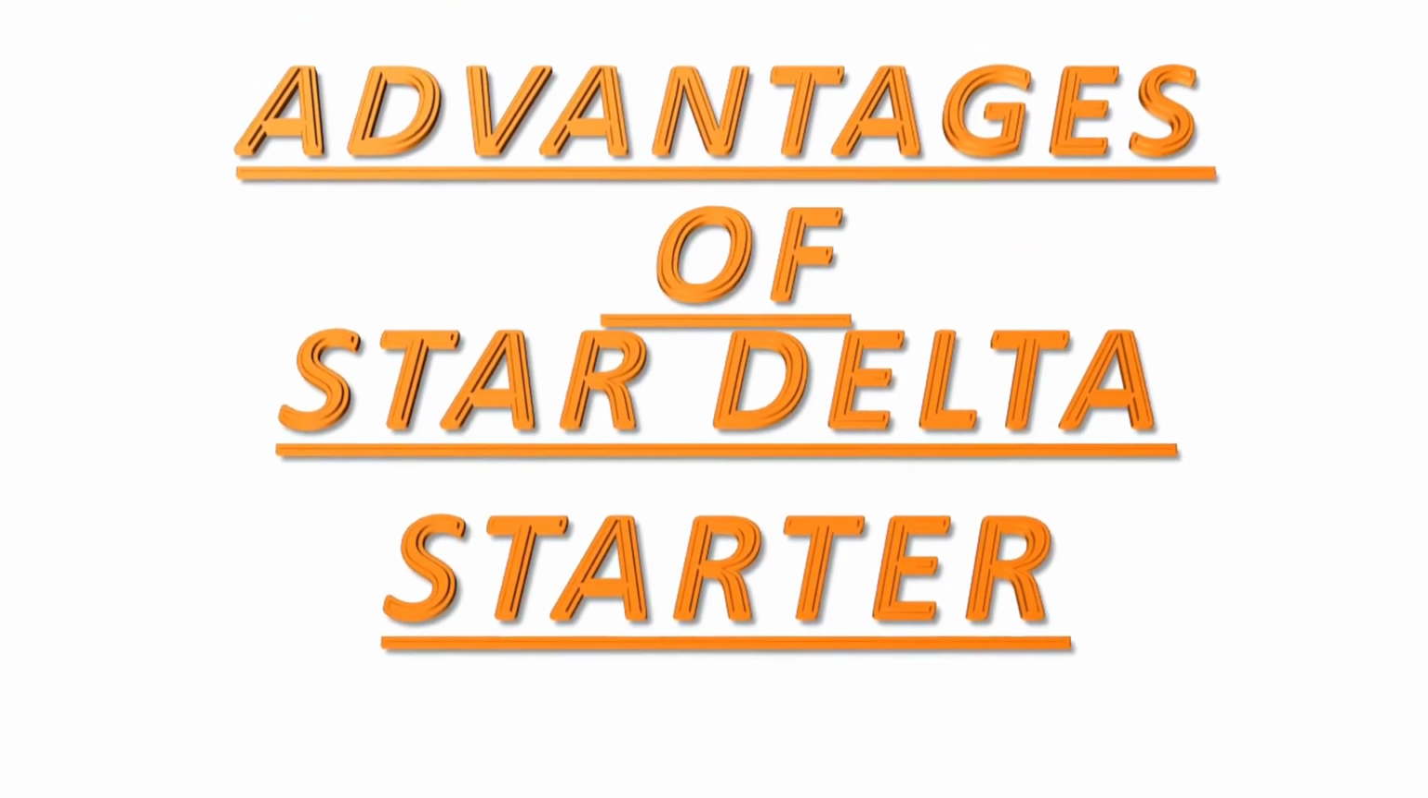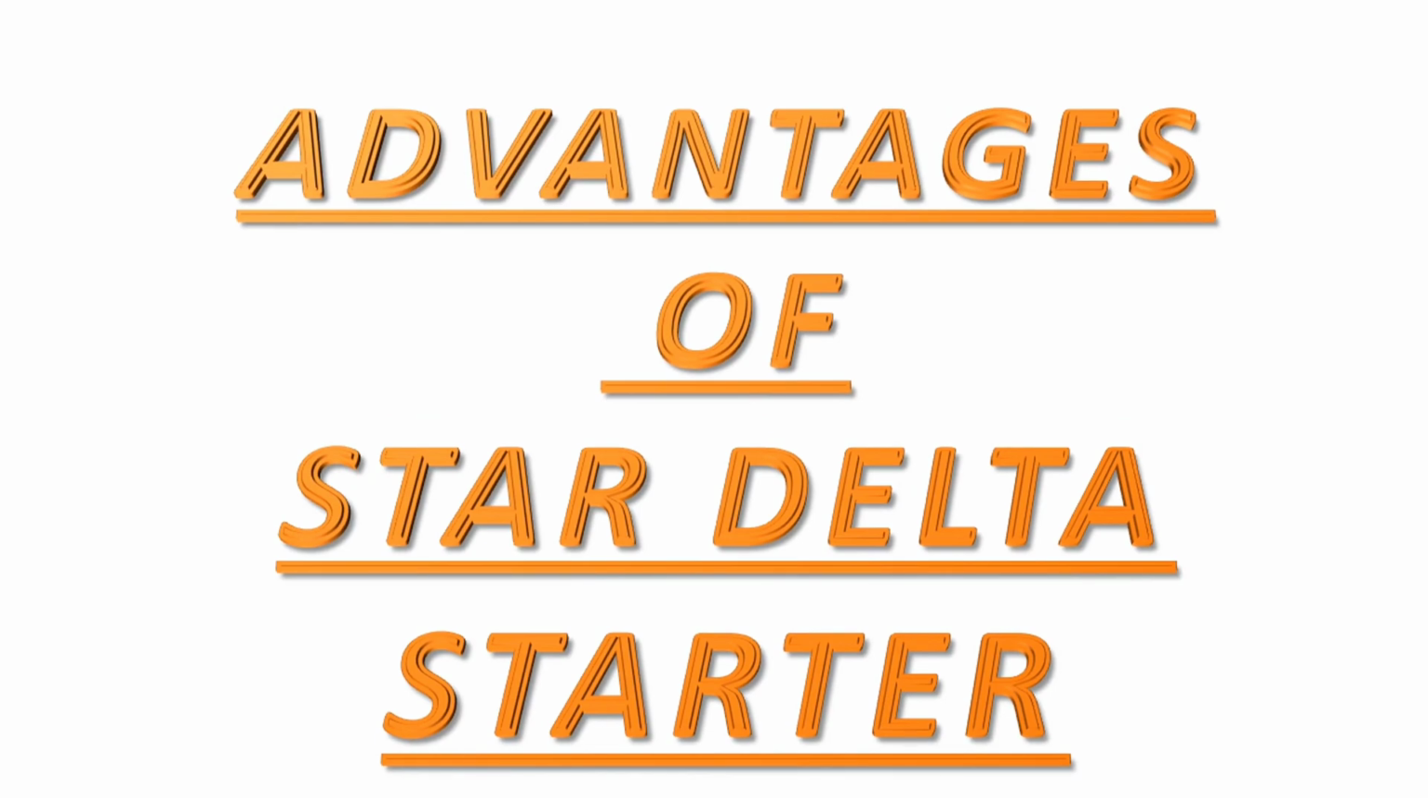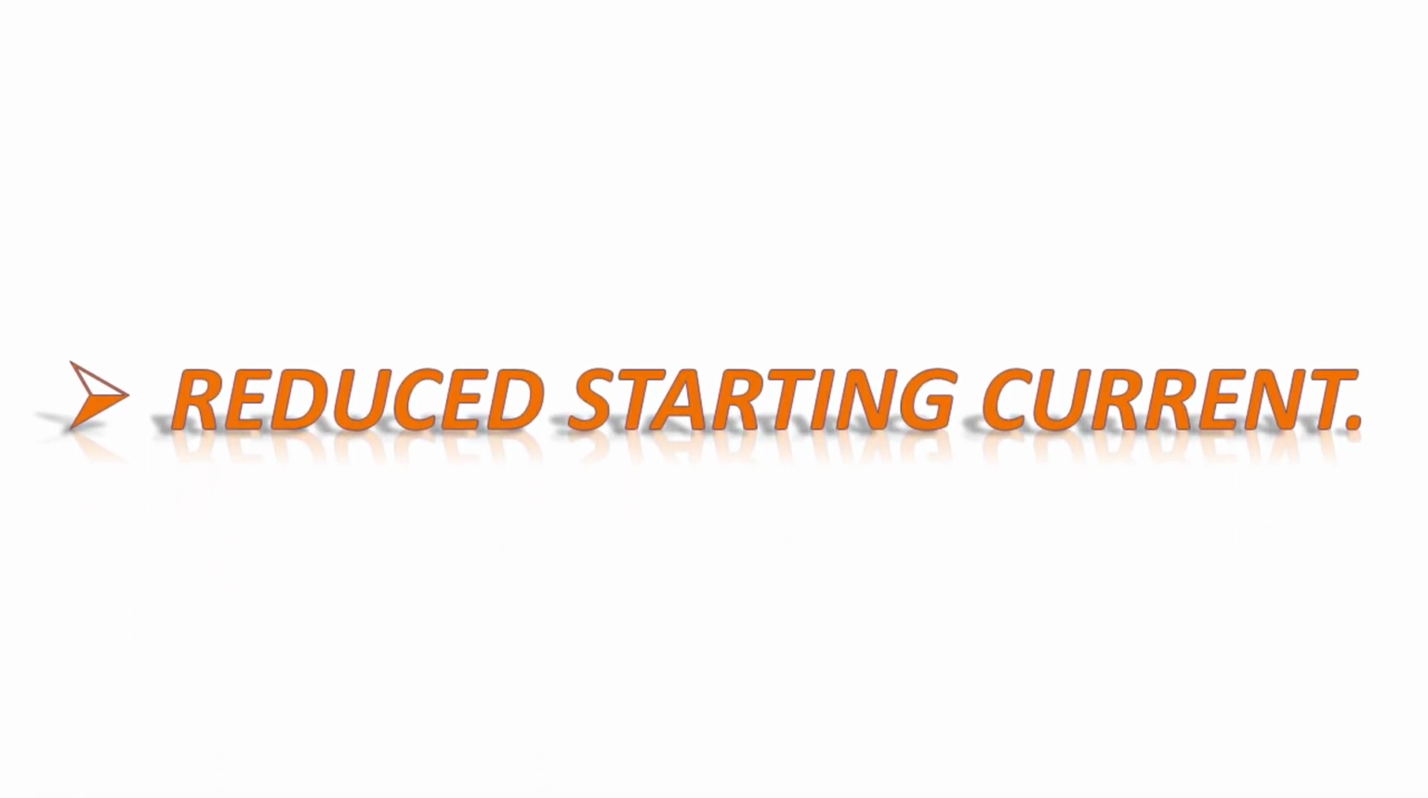Advantages of the Star Delta Starter. In the case of the Star Delta Starter, the starting current is reduced. It draws in star connection about 30% of the starting current provided by the DOL starter. This is the big advantage of the Star Delta Starter over the DOL starter.